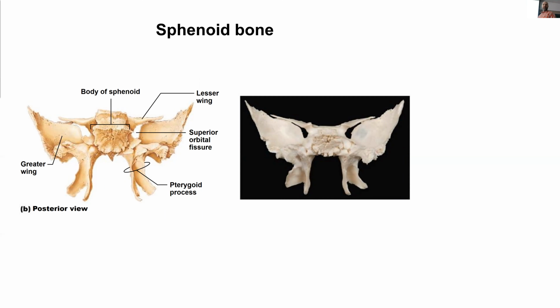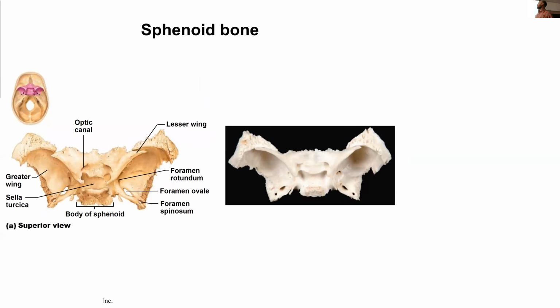If we flip this around and look at it from the top, you can see this sella turcica right here. That's where your pituitary gland sits. And you can see some of these other foramina here through which those nerves and blood vessels pass. That's all I'm going to say about the sphenoid bone.